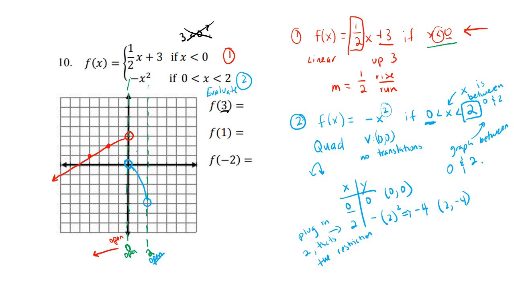And then we get down here. Is 3 in between 0 and 2? No, it's not. We got 0, we got 2. Yeah, 3 is not in between. 3 is not less than 0, so we don't plug it into either. Huh? That's strange, right?